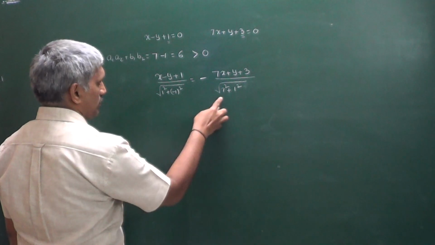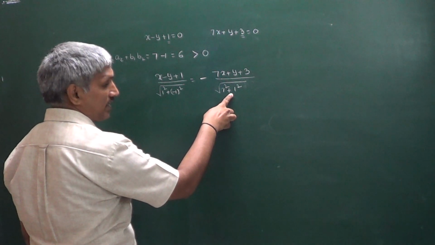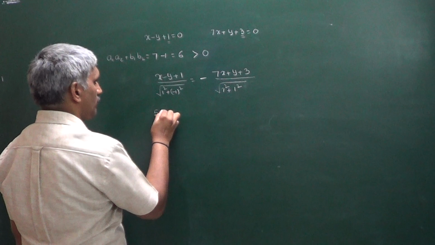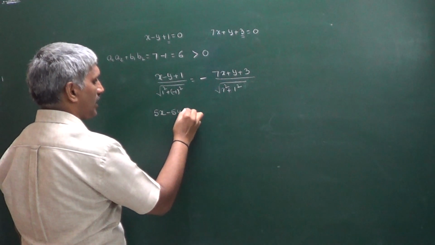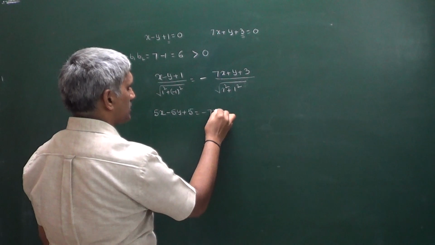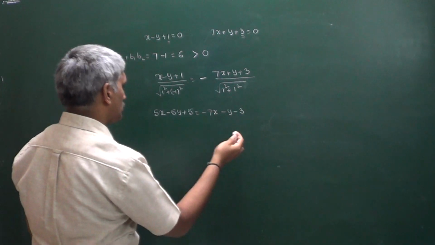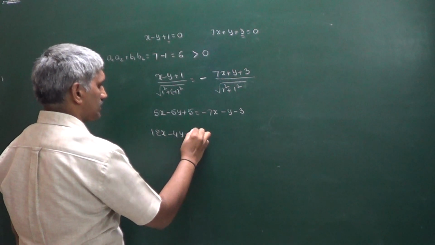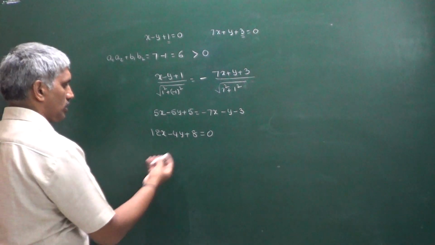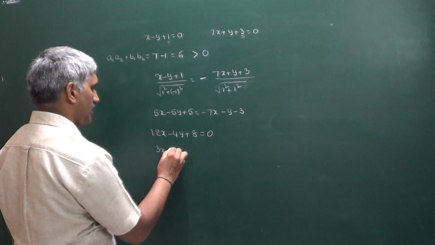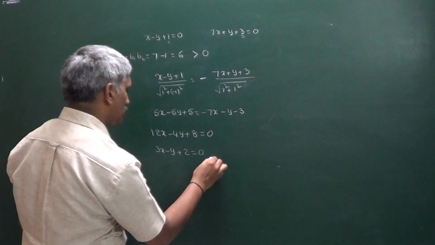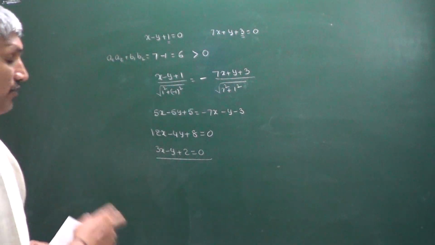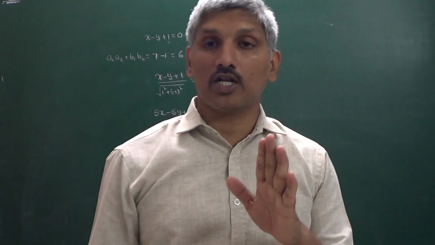Now what happened here? This is 50, and 50 can be written as 25 into 2, that's why 5 root 2. 5 root 2 cancels. We get 5x minus 5y plus 5 is equal to minus 7x minus y minus 3. Shift to this side, you get 12x minus 4y plus 8 equals 0. Now 4 cancels: 3x minus y plus 2 equals 0, which represents the acute angle bisector. So that is the way of finding the acute angle bisector or obtuse angle bisector.